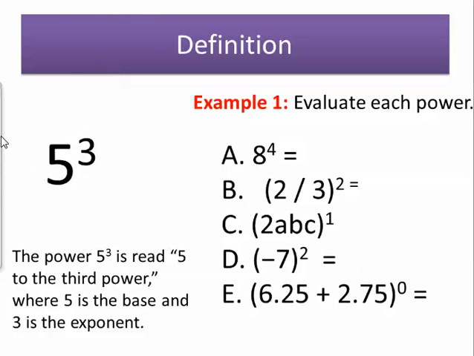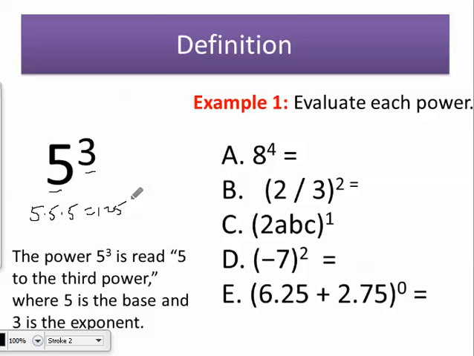So let's look at some of these and see what we have. If I'm raising something to the 3rd power, it's read 5 to the 3rd power here. And 5 is the base and 3 is the exponent. If we're going to raise it to the 3rd power, that means that we're taking 5 times 5 times 5, and that's equal to 125. Not a problem. We can do these without any problem.